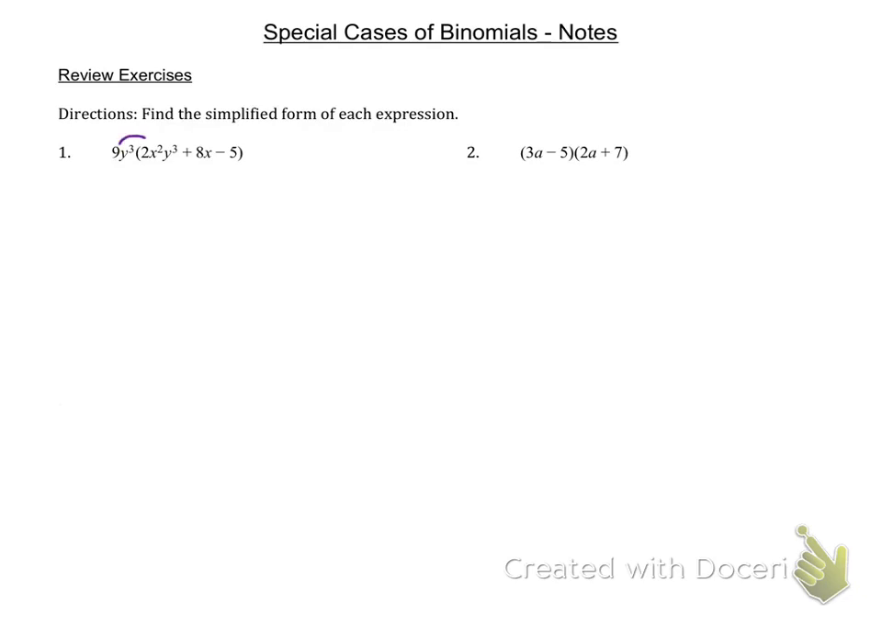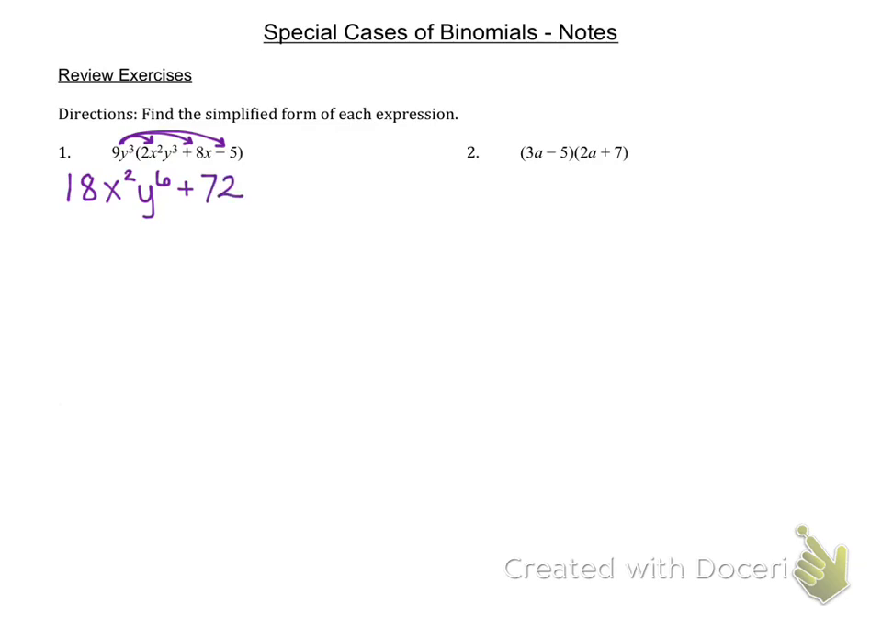So for number 1, I'm going to distribute. So I have 9y cubed times 2x squared y cubed. So 9 times 2 is 18. I don't have any x squared terms to combine it with any other one, so I just have x squared. And then y cubed times y cubed is y to the 6. For my next term, I have 9y cubed times 8x, so 9 times 8 is a positive 72.